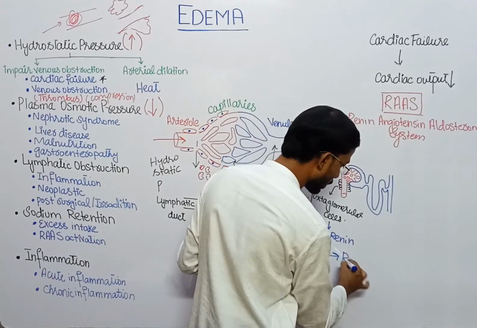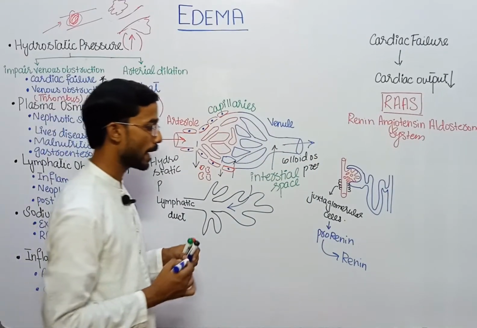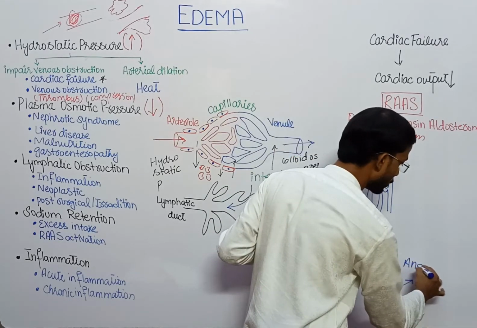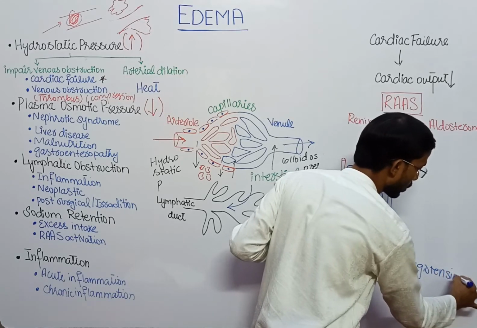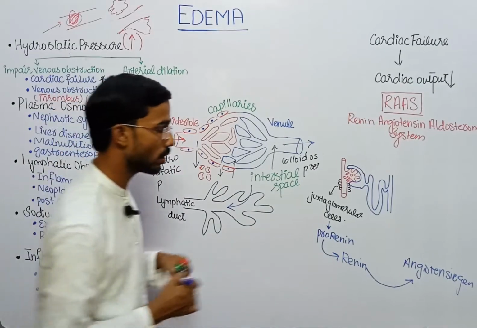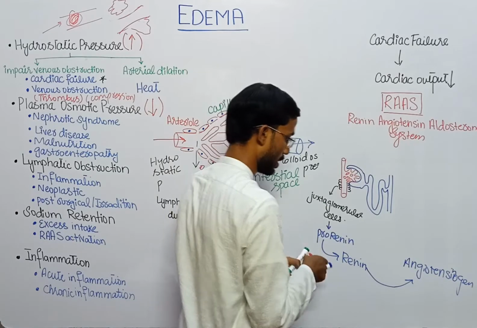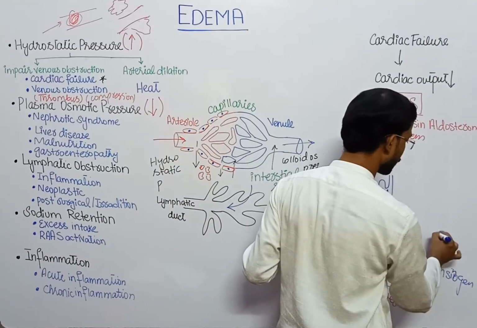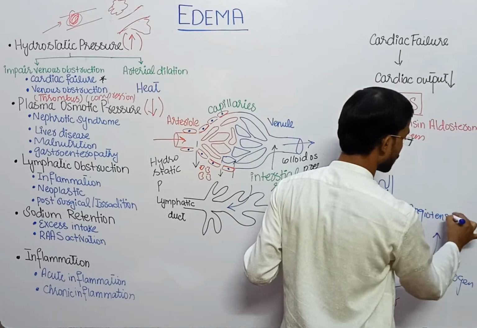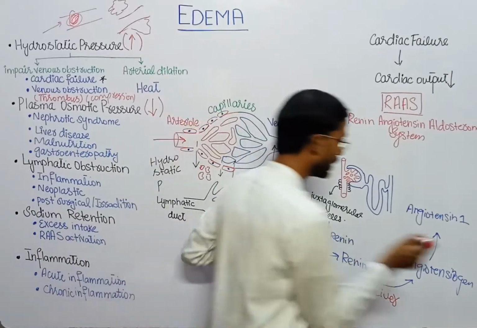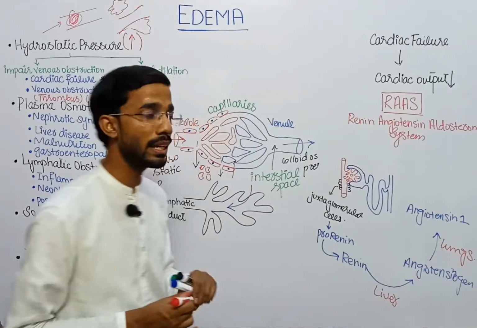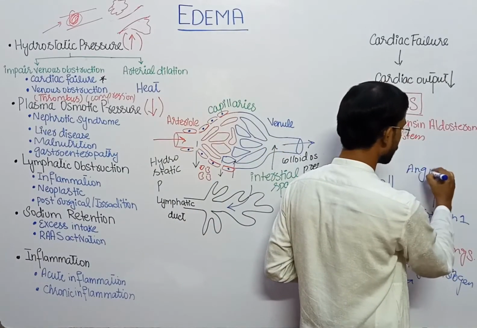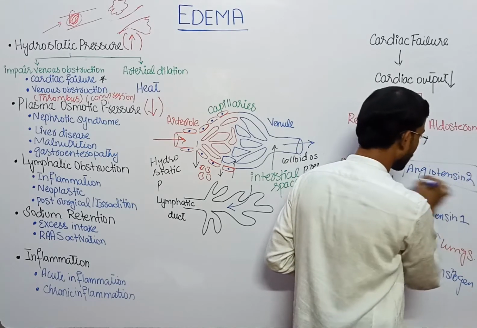It will convert into renin, and it will move into the liver and result in the formation of angiotensinogen. Here is the liver involvement for the formation of angiotensinogen. Angiotensinogen converts into angiotensin 1 with the help of the lungs, because lungs secrete angiotensin converting enzyme, and after that angiotensin 1 converts into angiotensin 2. This is very important.